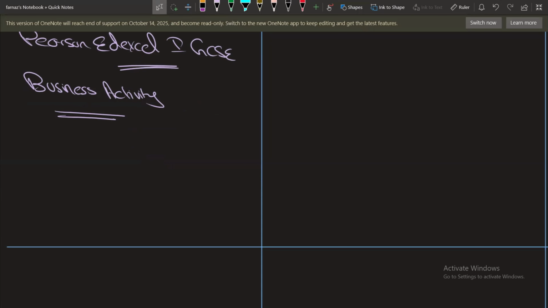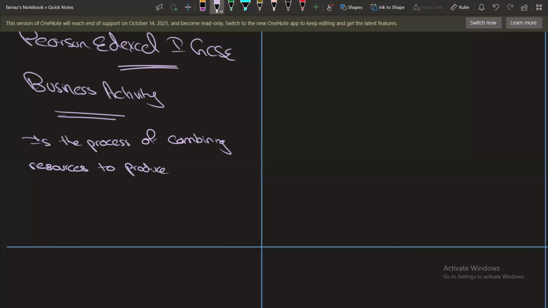So, what is business activity theoretically? According to what you have to write in your exam, business activity is the process. Process of what? Process of combining resources. Why do we combine resources as business? To produce goods and services. For whom? For people, of course, that satisfies people's needs and wants.